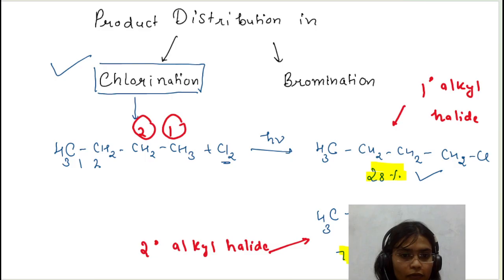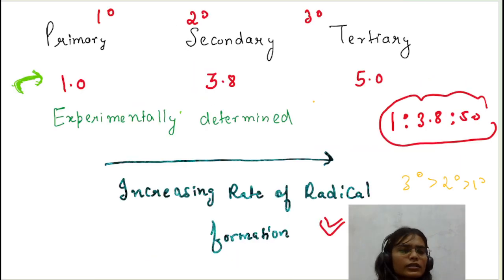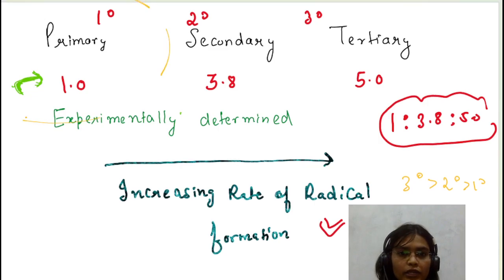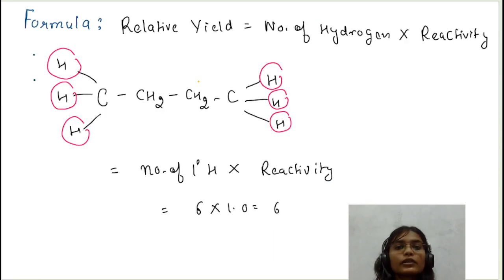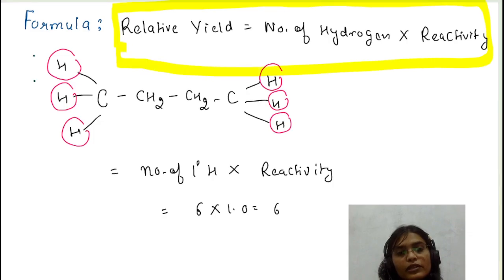First of all, there is a formula for you. Okay, this is normally the experimental yield. Do we have to remember the ratio? Yes, the ratio is also very important here. The ratio part is also important. Okay then, what is the formula? Everyone note this formula, it's a very important formula. What is the formula? Relative yield is equal to the number of hydrogen atoms into reactivity.